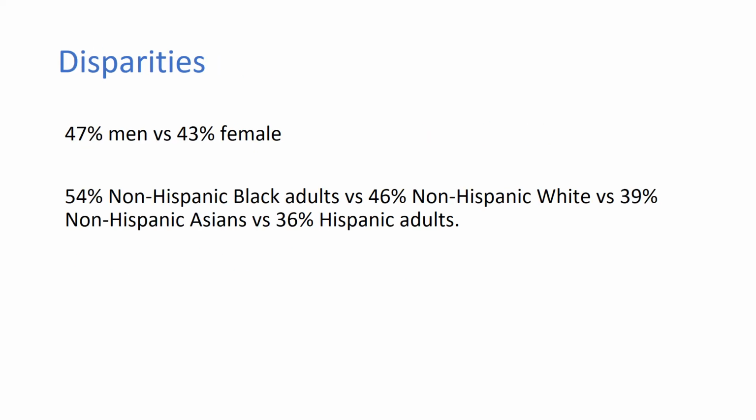So there are some pretty distinct disparities that we see. We see more men affected than females, and then we see higher rates of hypertension in non-Hispanic Black adults compared to non-Hispanic whites, non-Hispanic Asians, and then Hispanic adults.